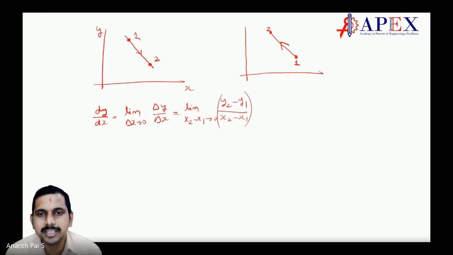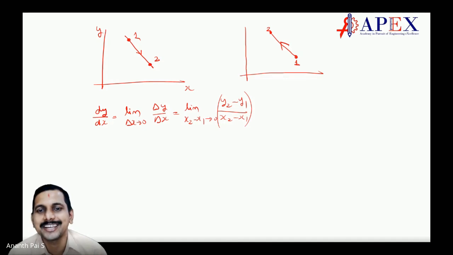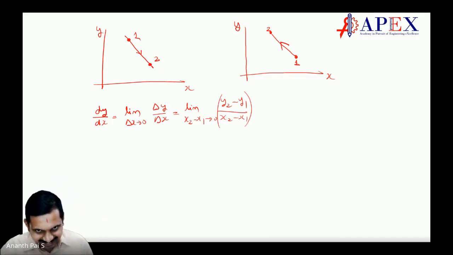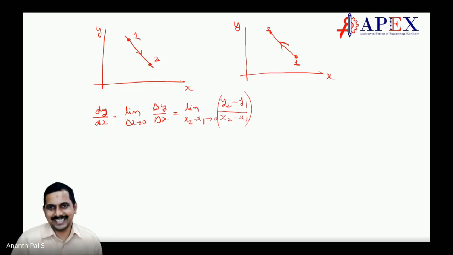If it's y2 minus y1 in the first figure, the same takes place in the second figure too. Yes, y2 minus y1 only. But 1 and 2 are interchanged. Correct. Sir, it's the final point minus the initial point. In the first figure, it may be y2 minus y1; in the second, y1 minus y2.